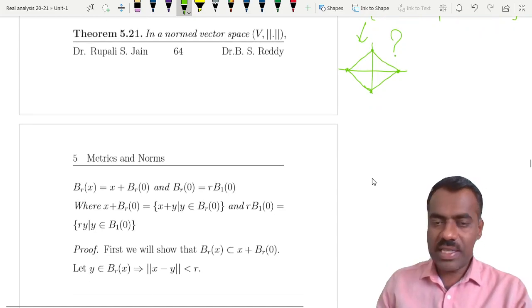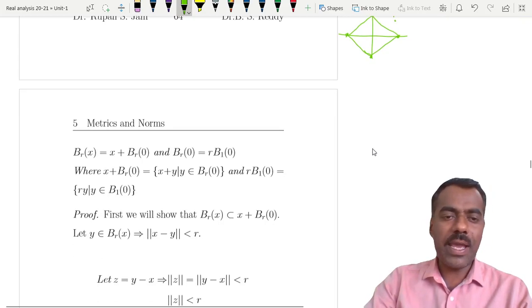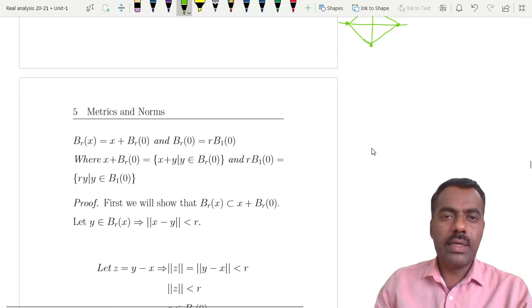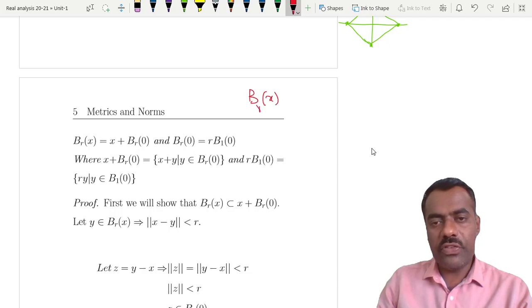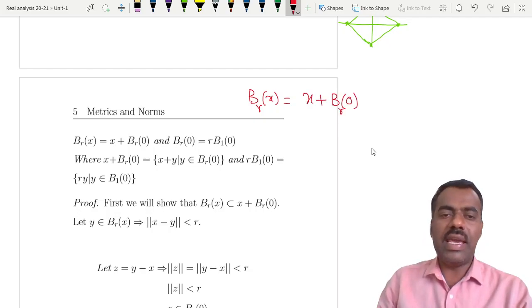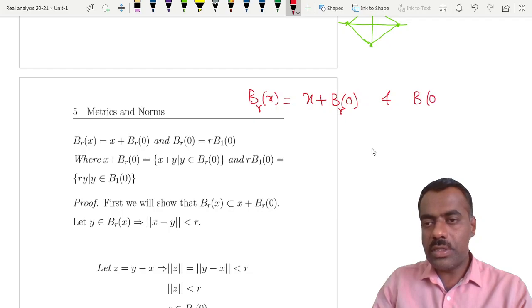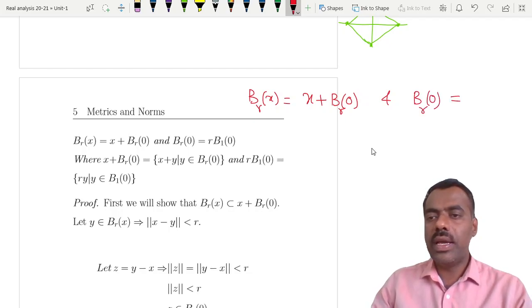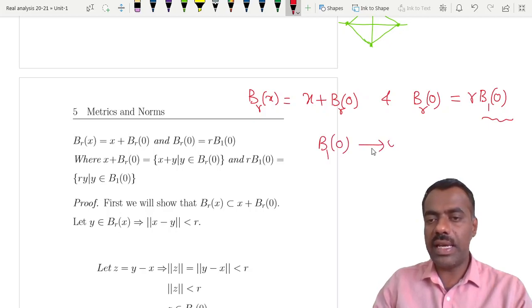In a normed vector space, it is enough if we know the ball around 0, the unit ball around 0. Why? Because of the following result. It says that the ball around x of radius r can always be obtained by translating the ball around 0 of radius r by x. You can call this translation. And not only that, the ball around 0 of radius r is r times the ball around 0 of radius 1, which we will call the unit ball.